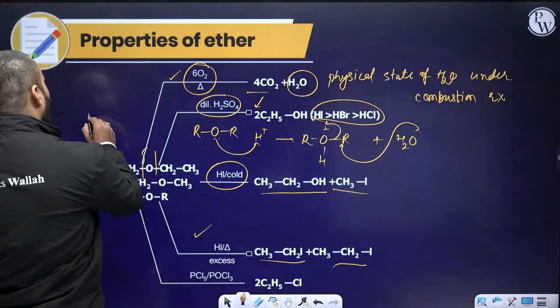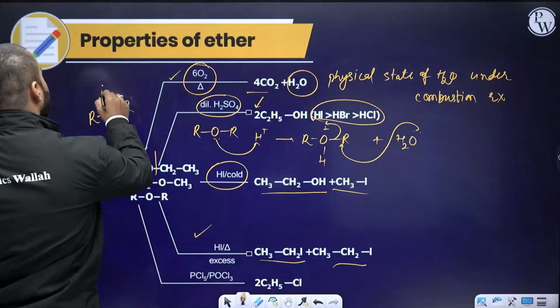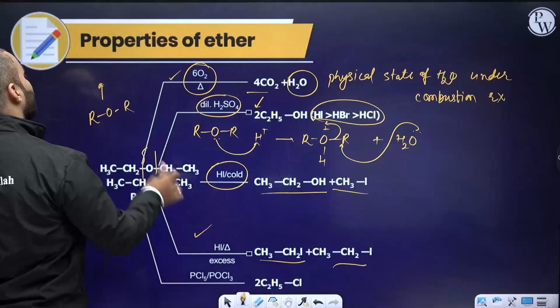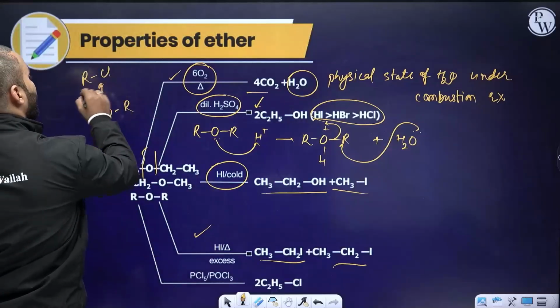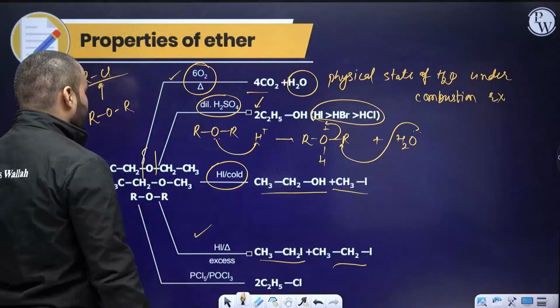This ROR upon treatment with PCl5 will also show a similar reaction as an alcohol. So the compound obtained will be RCl. RCl is the answer. These were the reactions of ether.